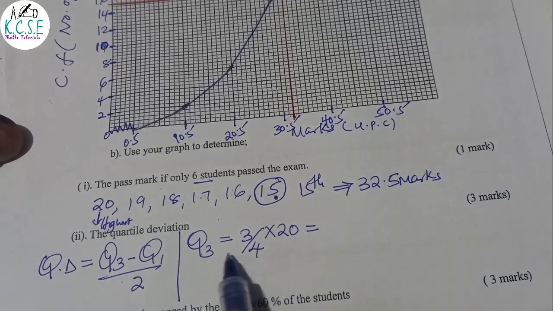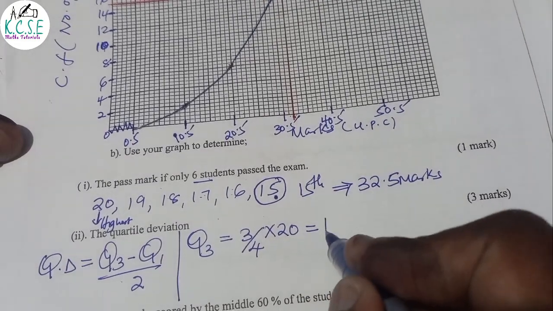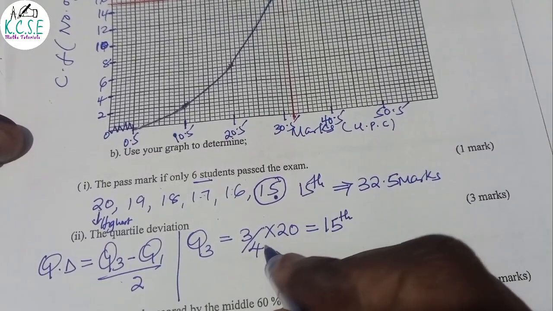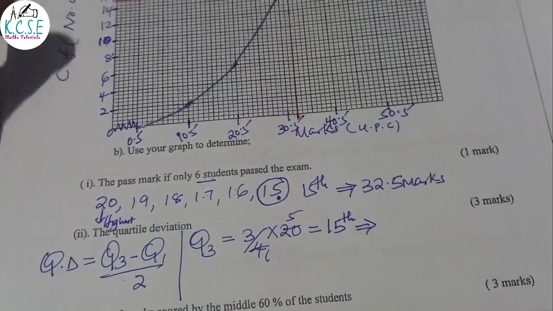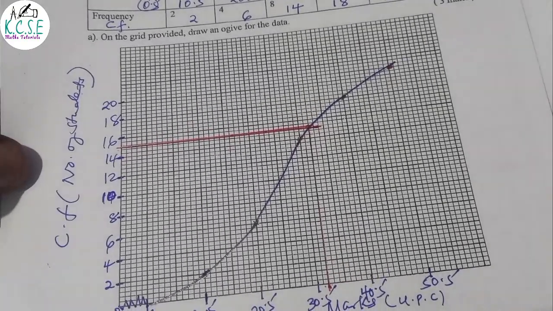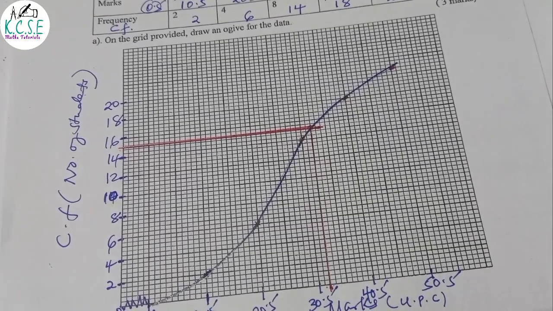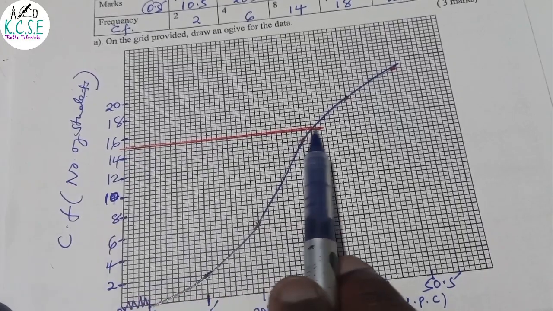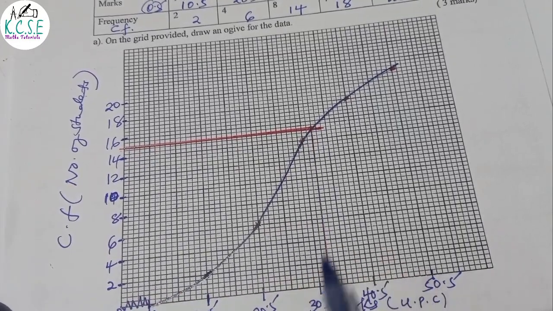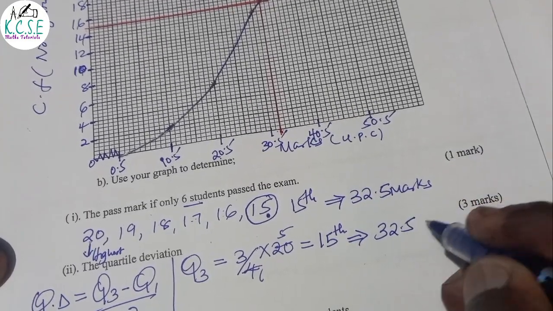This will give us the position of the upper quartile, and this one will give the 15th student, since when you cancel this you get 15. So when we go to the 15th student, we read the mark that will give us the upper quartile, and that is what we've noted, that the pass mark will still be the same, the 15th student. So we don't need to draw another line. You just use that line, draw from the 15th student, draw a straight line up to where it touches the curve. So read this value that is here. So that is what is going to give us the Q3. So it will be 32.5 marks.